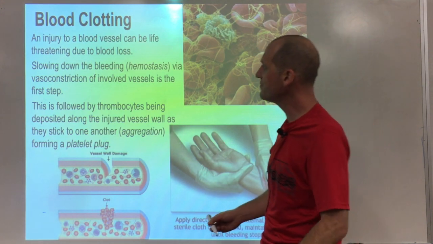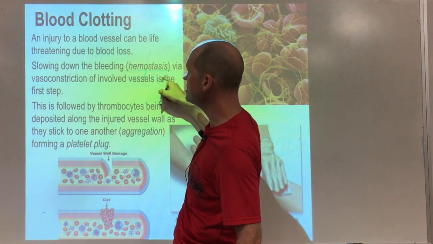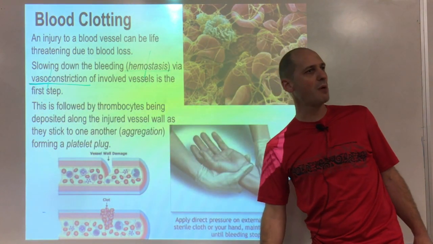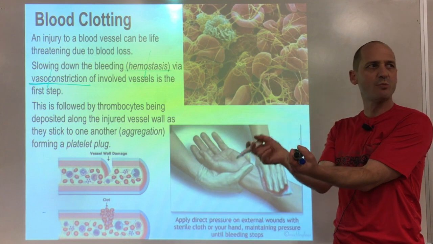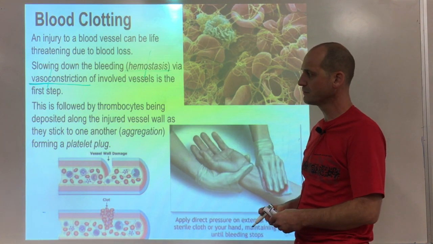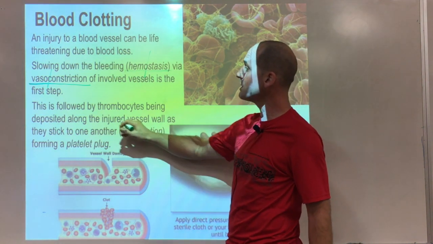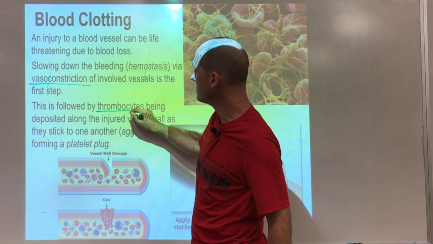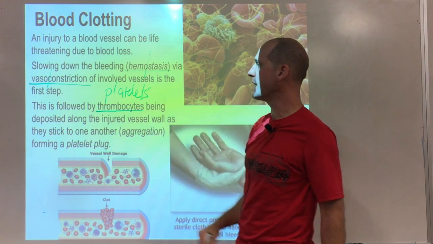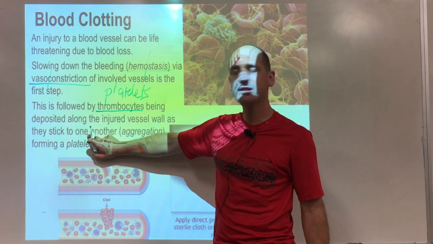First thing we do is we slow down the bleeding. We do hemostasis. Hemo means blood, stasis means standing still. And we do that via constriction of the blood vessels. So we're just squeezing those blood vessels so there's not as much blood going through. The technical term for that is vasoconstriction. And then after that, the slowdown of the blood lets platelets, and the other term for platelets is thrombocytes, be deposited along the injured vessel wall as they stick together into one another.